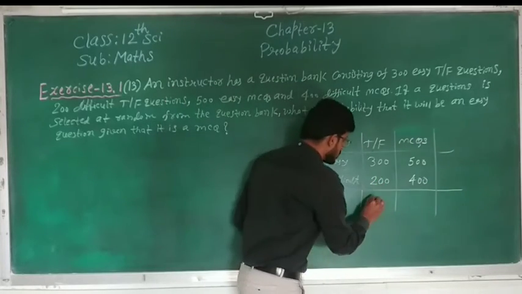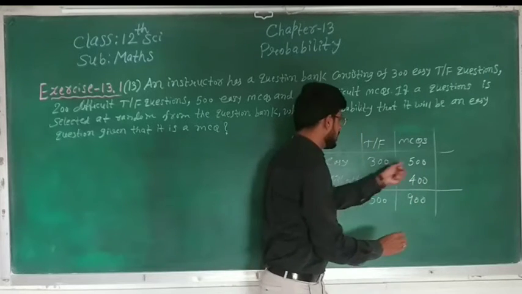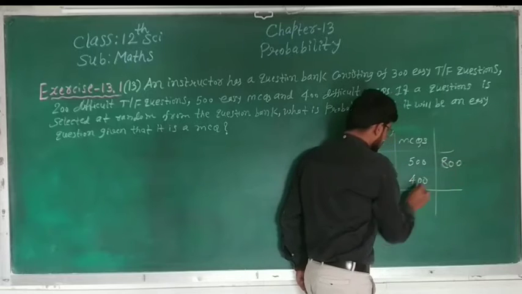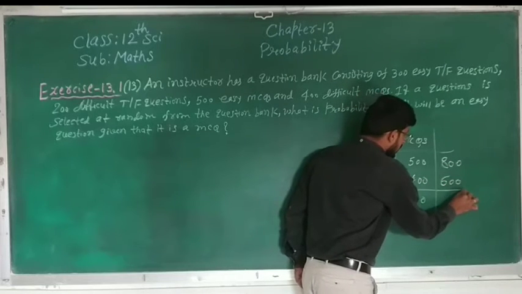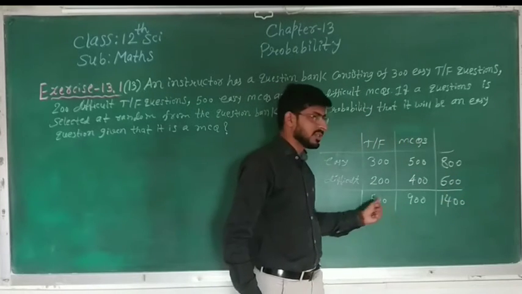So here 300 plus 200 will be 500, 5 plus 4 is 900, here 3 plus 5 is 800 and 2 plus 4 is 600. So the total number of questions will be 1400. Okay, 6 plus 8 is 14 as well as 9 plus 5 is 14.